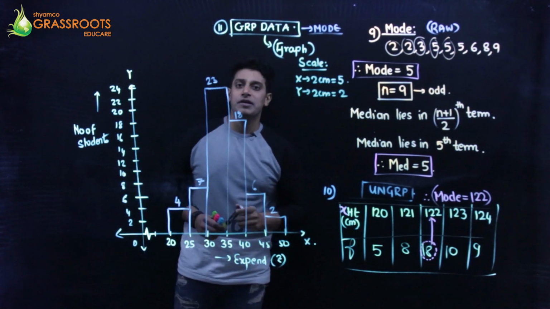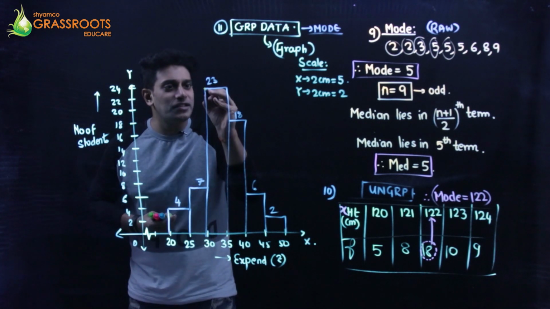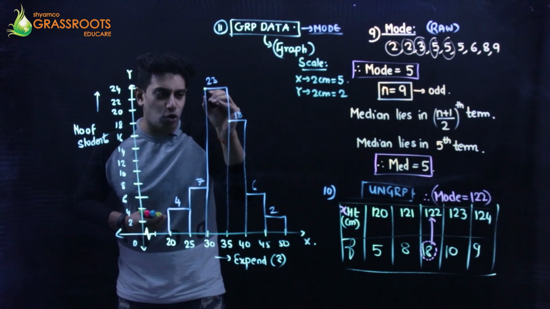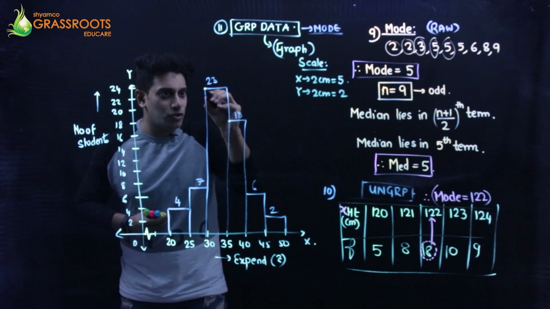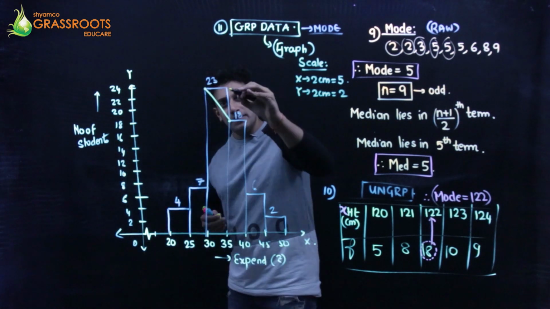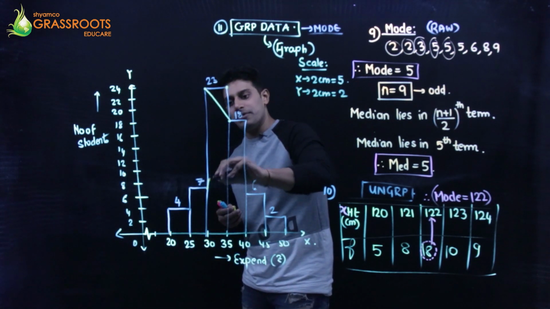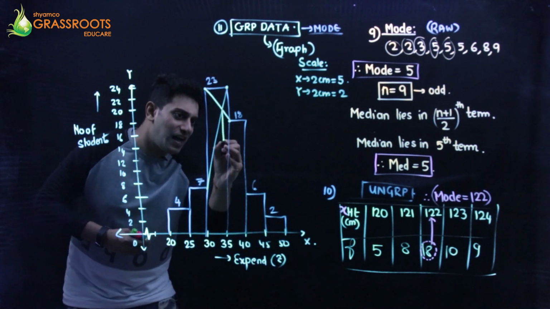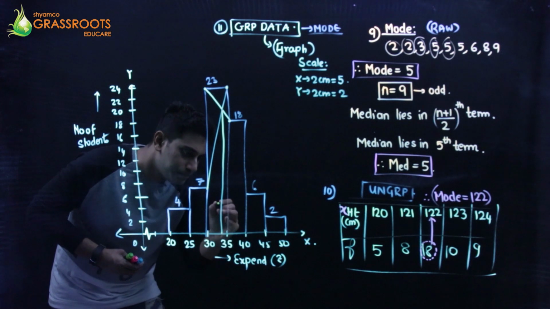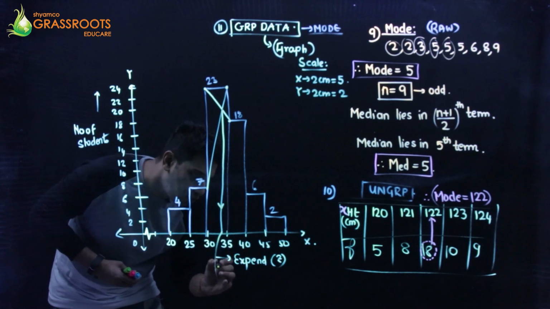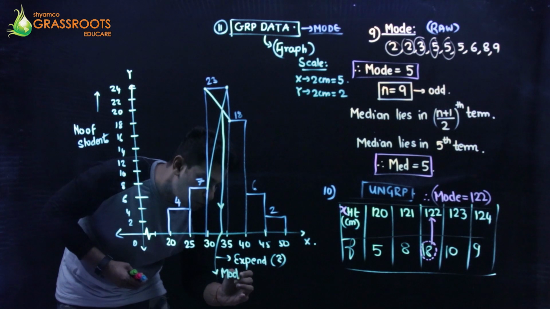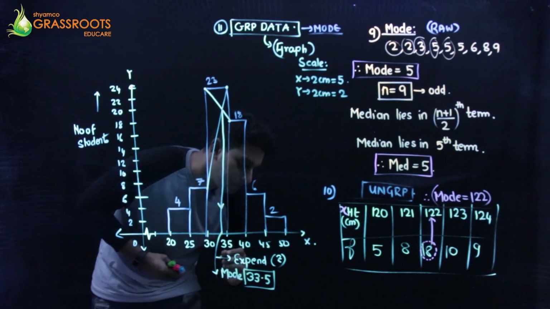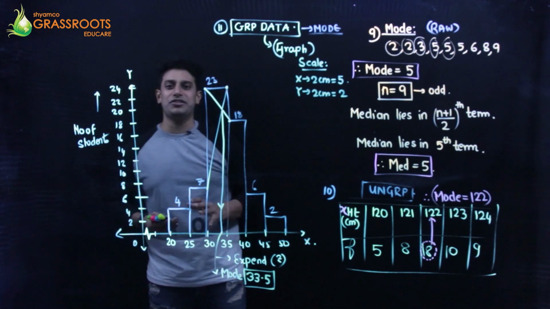It is 23. Select the tallest building and join the tips and the corners with the adjacent building. That means this tip of the tallest building and this tip cross join. This tip of the tallest and this tip join. Where they intersect, trace a line straight vertically downwards. This is going to be my mode. So the mode is approximately 33.5 or 33, somewhere around that, 33, 34.